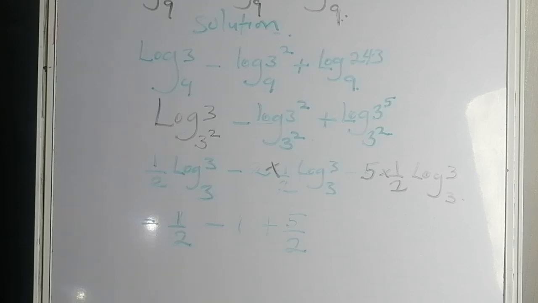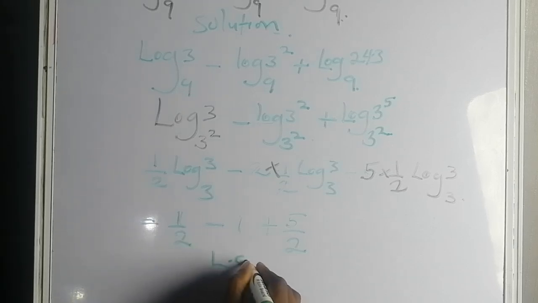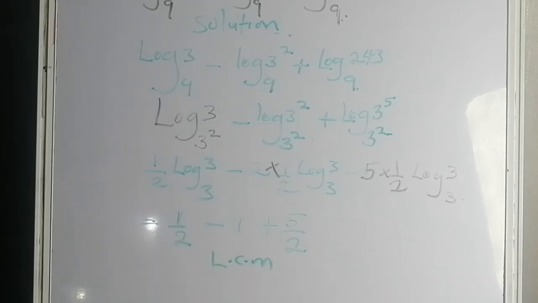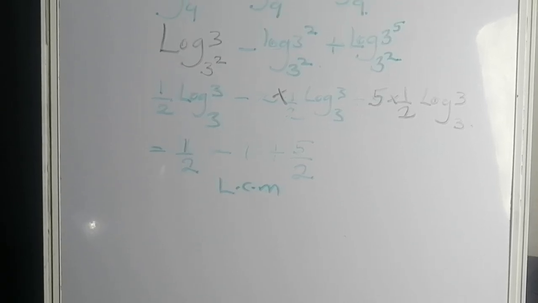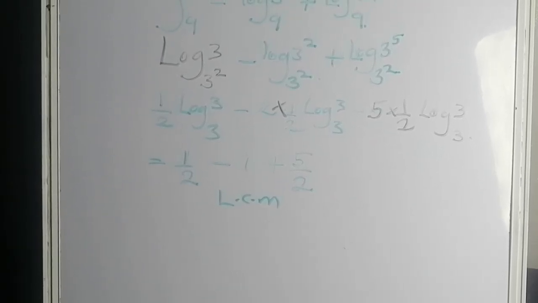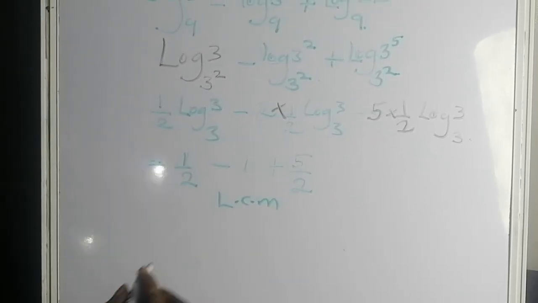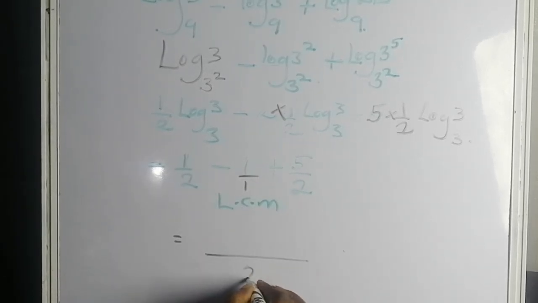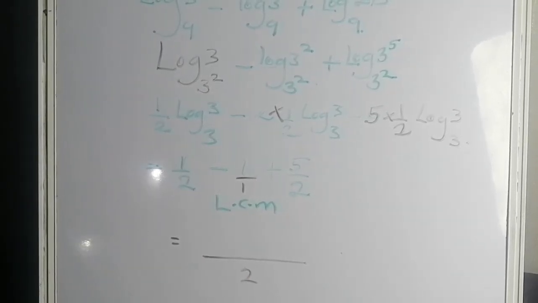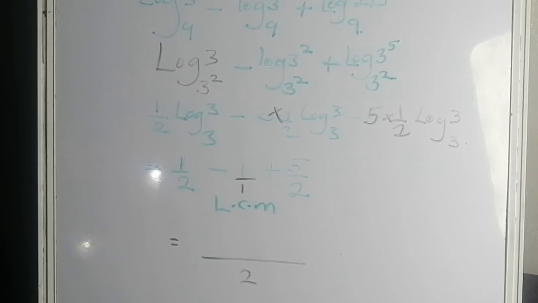All I just need to do is to find the LCM. It's as simple as that. That's how to quickly get the value of exactly what you want. I'll just find the LCM. So when you find the LCM here, what's the LCM here? This is 1 over 1, of course. So the LCM here is 2.